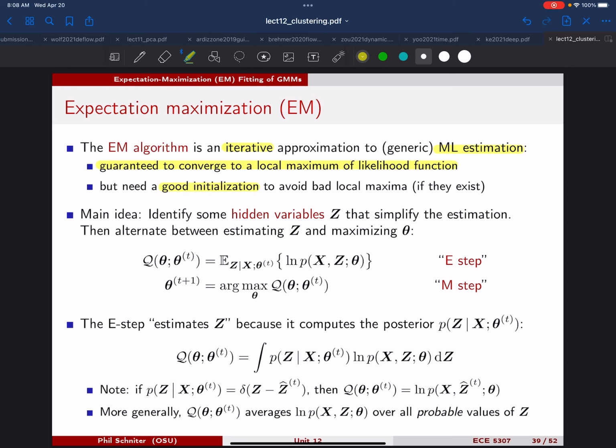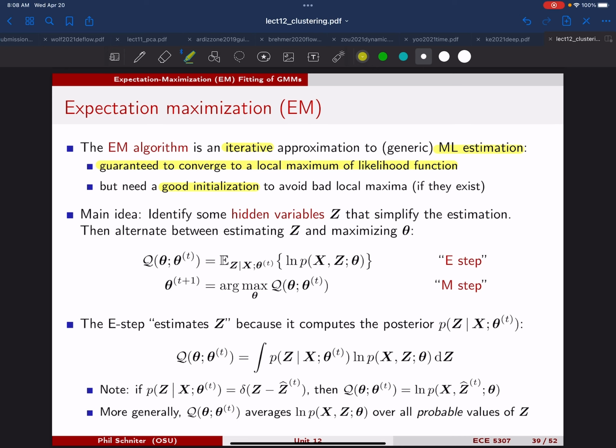You need a good initialization to avoid bad local maxima. This is the case in general whenever you do non-convex optimization. You have to worry about bad local maxima. You have to have a good initialization to avoid them.